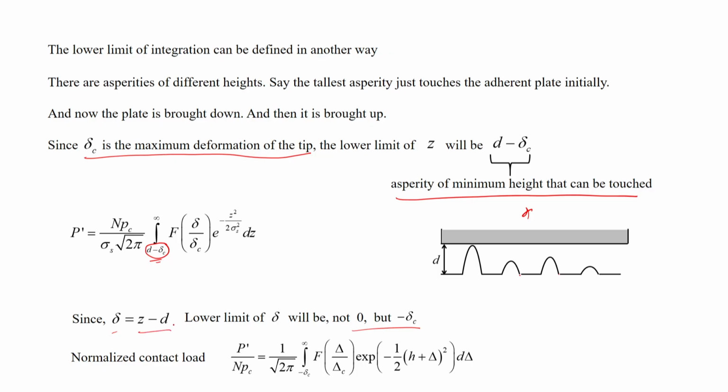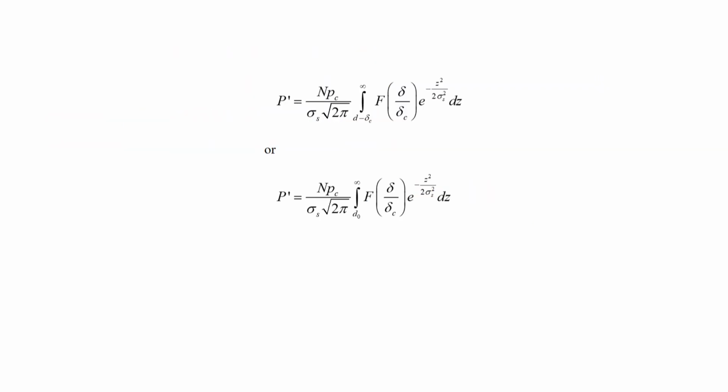Since delta is equal to z minus d, writing z equal to d minus delta c, we get minus delta c. So the lower limit here, as you can see, is minus delta c, and then of course you do all the non-dimensionalization. So actually we can have both d0 and d minus delta c, whichever is lower, as the limit, because we should go to the lowest limit, since then we can have the maximum number of asperities in contact.